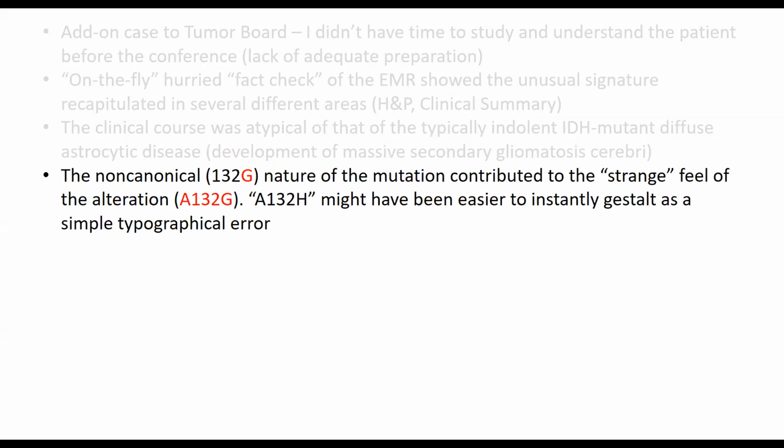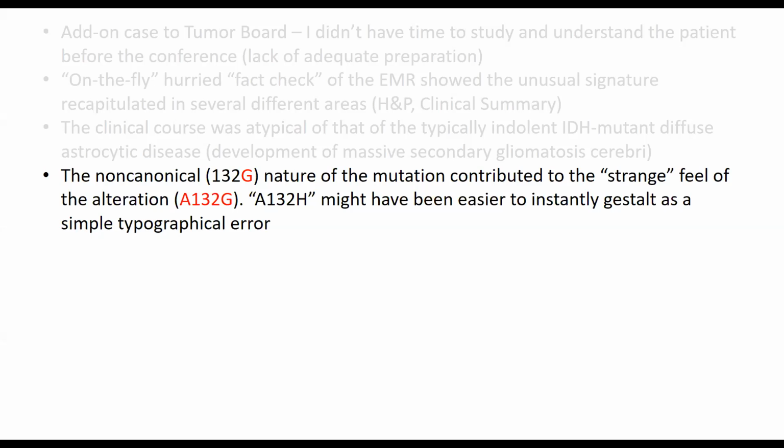All right. The non-canonical nature of the mutation, so it was a G, not H, contributed to the strange, I'll just call it a strange feel of A132G. And I didn't immediately snap to the fact analytically that 132 was the residue, the amino acid, which would be altered, any alteration there. And then the G was one of the most common non-canonicals. I didn't put that together.